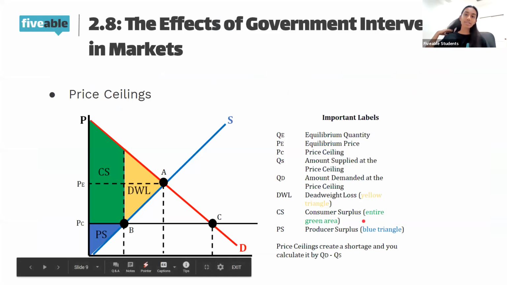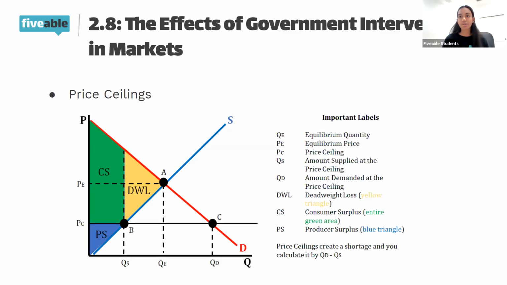Okay, and the next thing is government intervention in markets. Governments are always intervening in markets through taxes, subsidies, things like that. So the first thing I wanted to look at was price ceilings. Price ceilings are when the government believes that the market price for a certain good is too high and they want to impose a maximum price for that good.